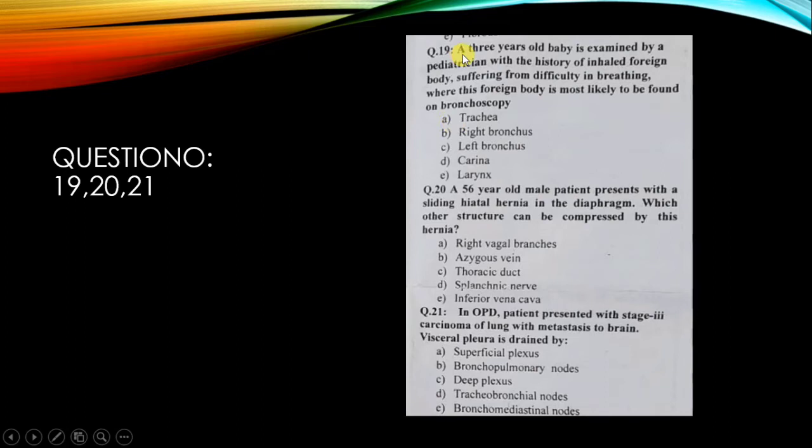Question number 19 says a 3-year-old boy is examined by the pediatrician with a history of inhaled foreign body, suffering from difficulty in breathing. Where is this foreign body most likely to be found on bronchoscopy: trachea, right bronchus, left bronchus, carina, or larynx?